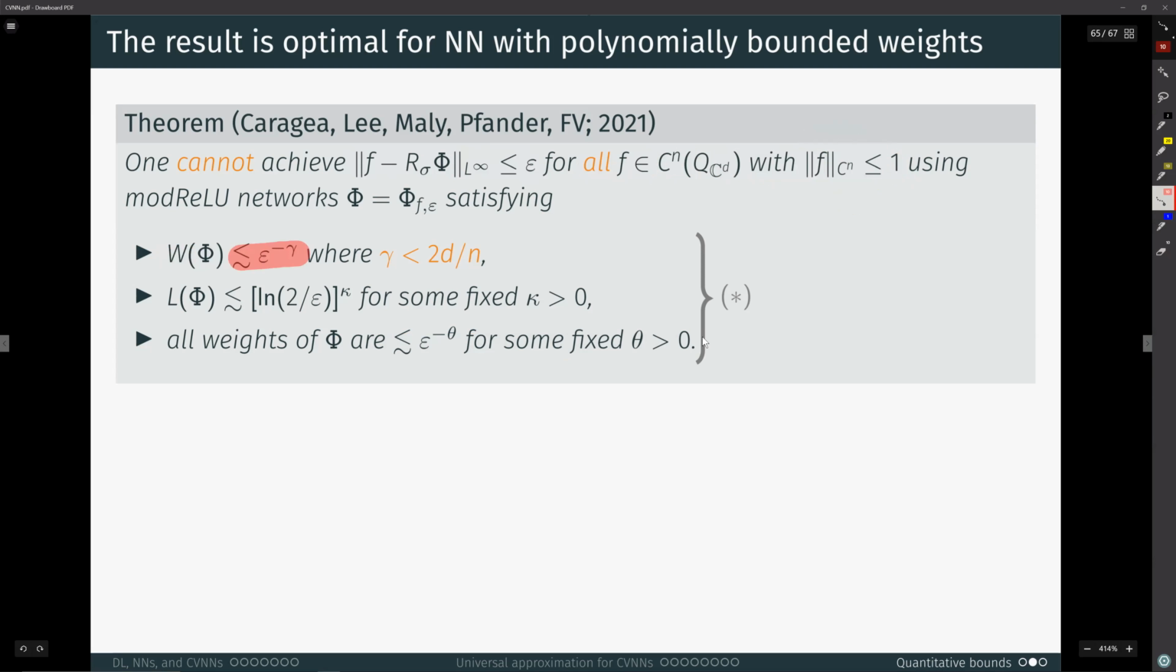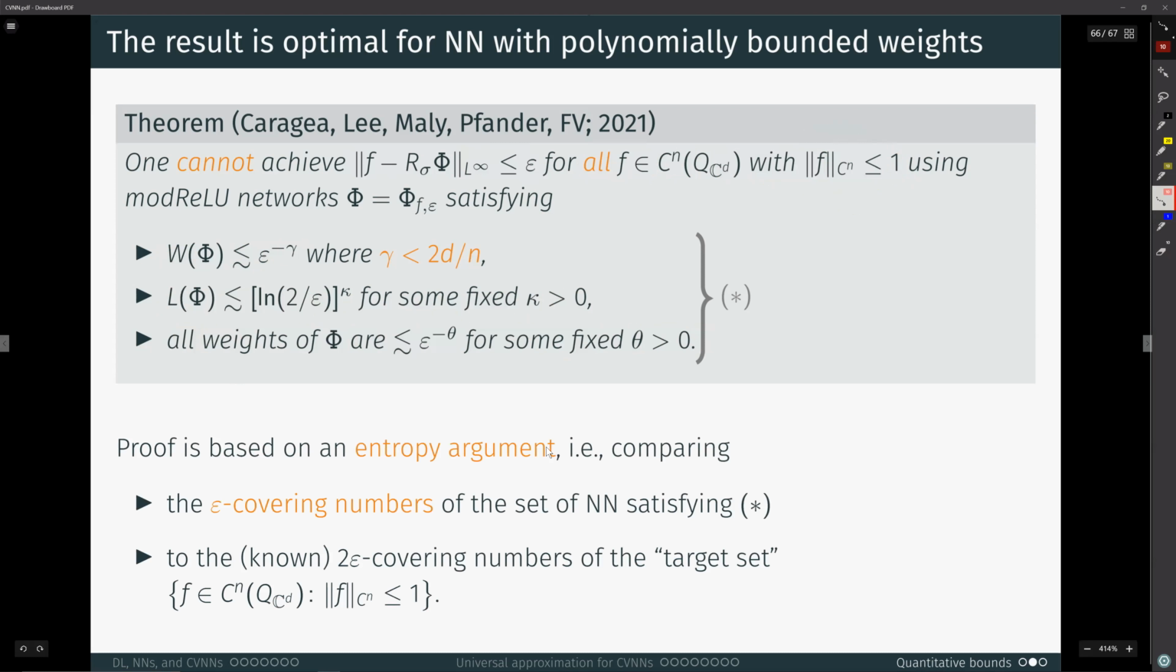If you insist on the depth not growing too crazily and the size of the individual weights not growing too crazily. So how do you do that? This is based on an entropy argument, which essentially means you count covering numbers. So what is a covering number? For a set and a radius epsilon, you count how many balls of radius epsilon you need to cover the whole set.